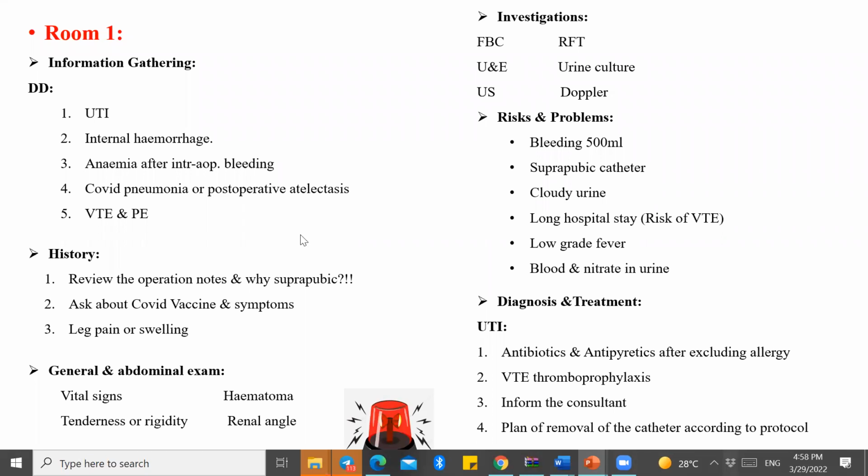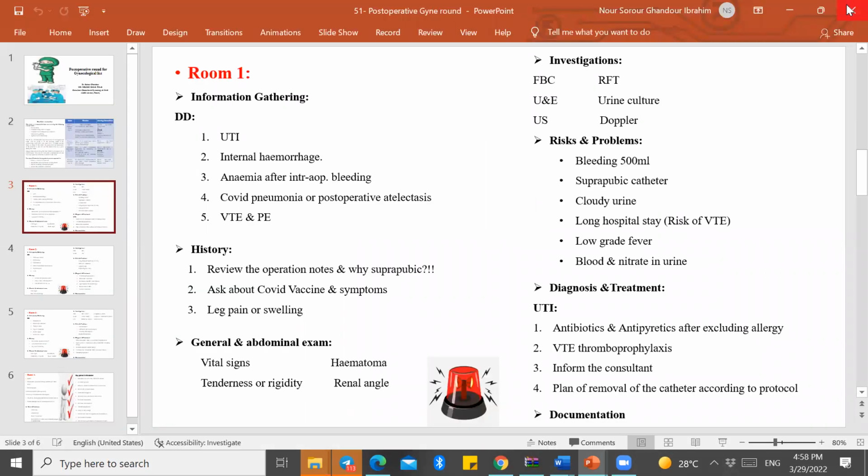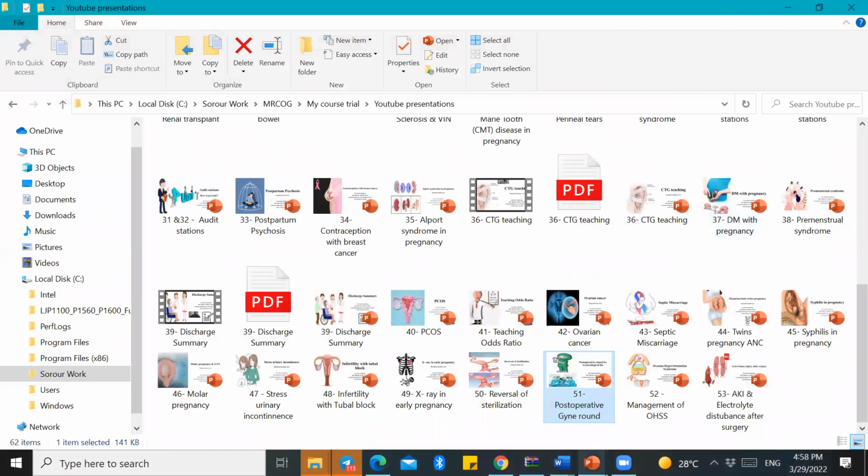So this is the first station. Now we will go to the discharge summary.